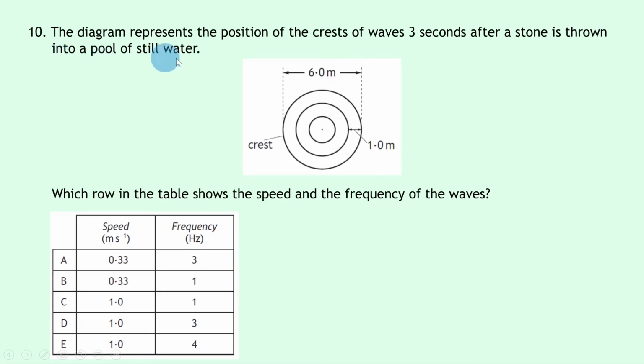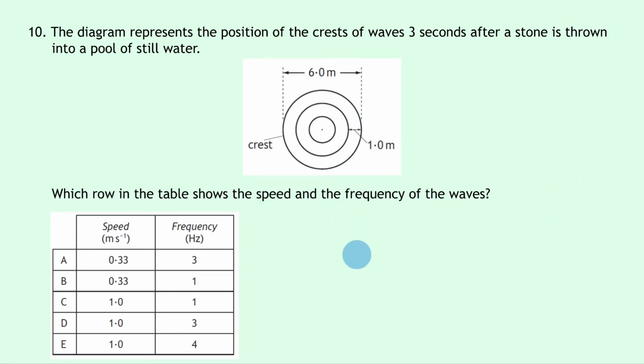Question 10 says that the diagram represents the position of the crests of waves 3 seconds after a stone is thrown into a pool of still water. You've got the centre here, and then you've got evenly spaced crests which are 1 metre apart, and the total distance from this point to this point is 6 metres. It then says which row in the table shows the speed and the frequency of the waves.